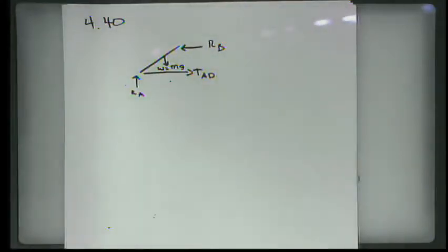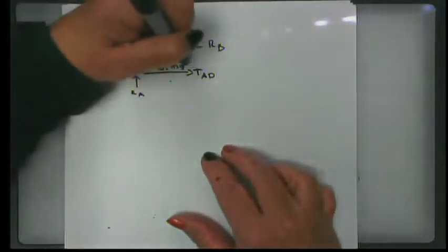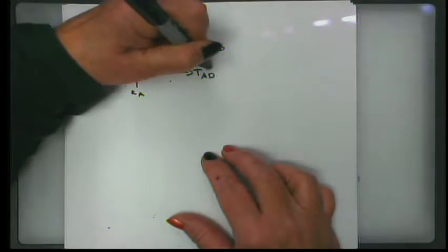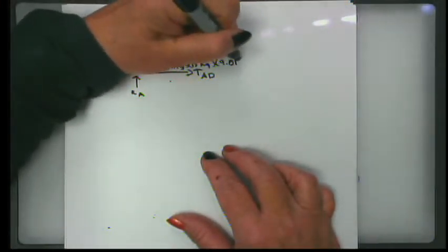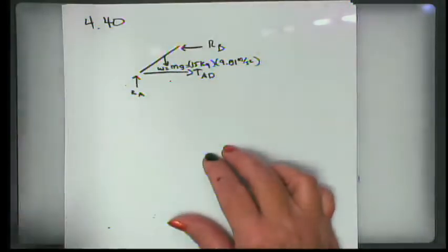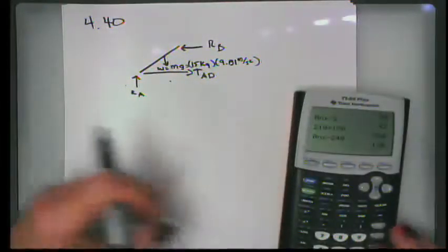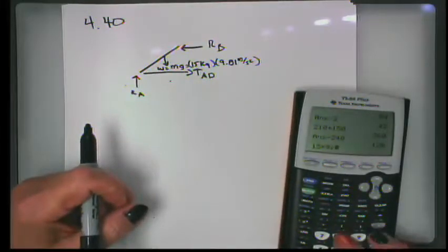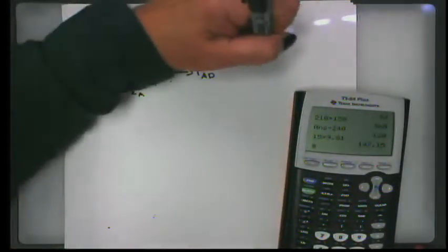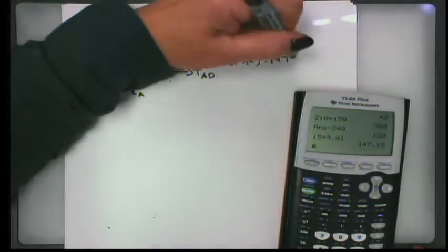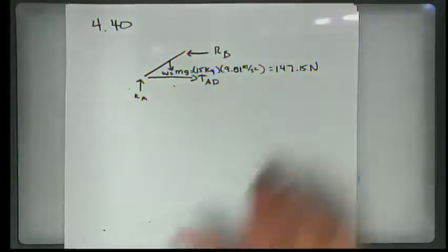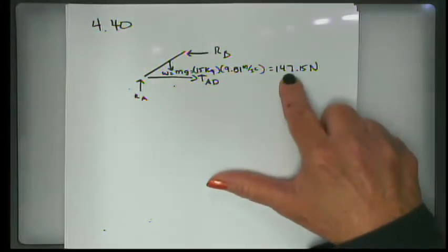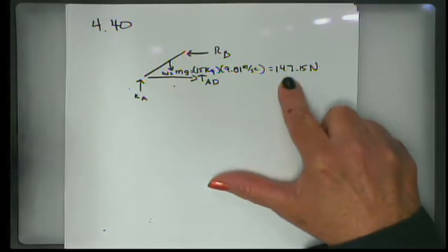We're told that the mass is 15 kilograms. So if we take 15 kilograms and multiply that by g, which is 9.81 meters per second squared, we take 15 multiplied by 9.81, and that value is 147.15 newtons. Now that's way too many significant figures. It should just be 147, but until I get to my final answer, I'll leave it that way.